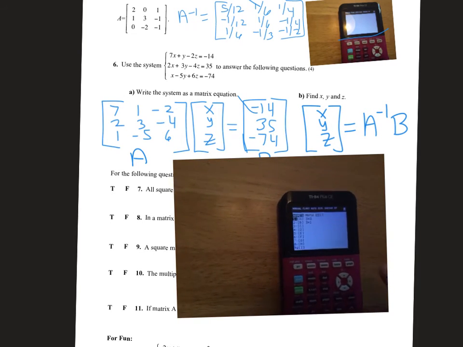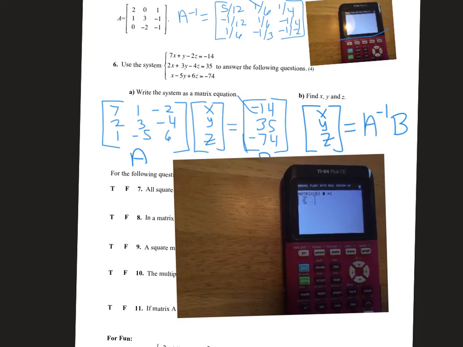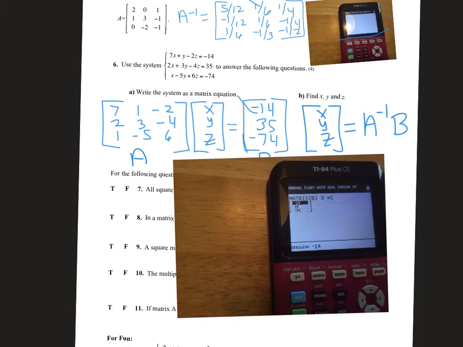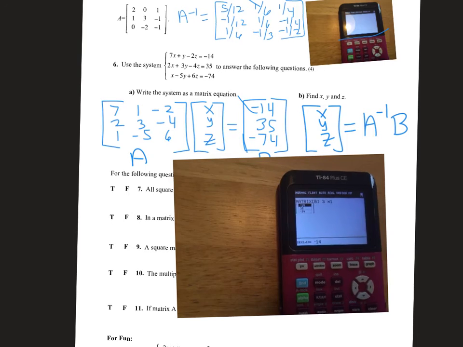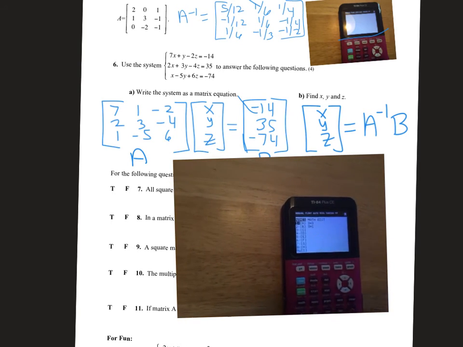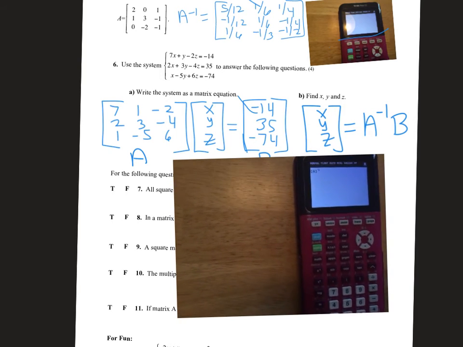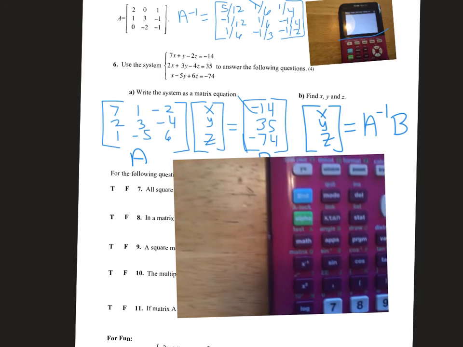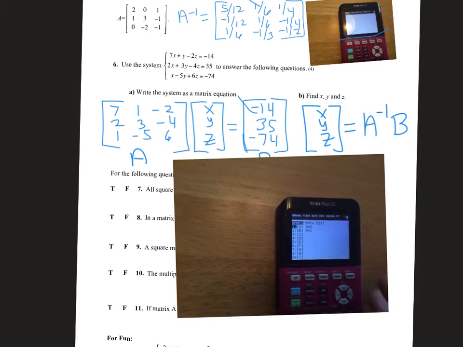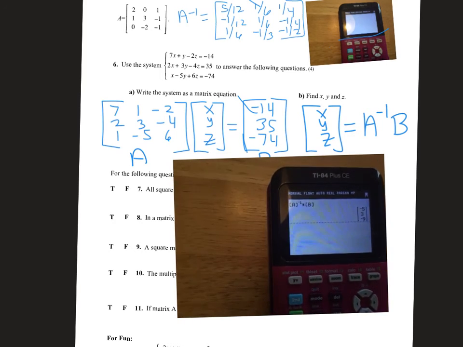You go back to matrix, over to edit, but now we want to edit matrix B. And B is a 3 by 1. And the numbers are negative 14, 35, negative 74. And quit. All right, here we go. So now we're going to go back to matrix. We're going to choose matrix A, but we want the inverse of A, and that's found right underneath math, x to the negative 1, times, go back to matrix and choose matrix B, and there's the answer.